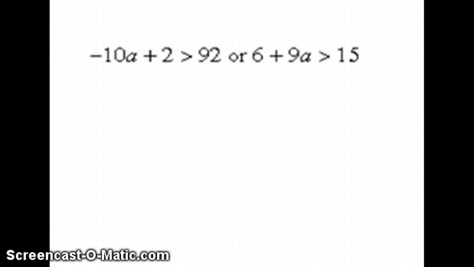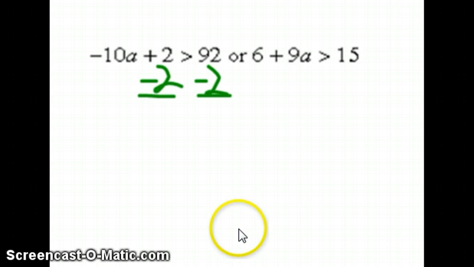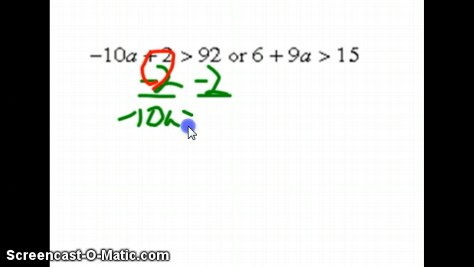So in order to move this 2 over to be with the 92, I'm going to do the opposite of plus 2, which is minus 2. So subtract 2 from both sides. And this 2 minus 2 gives me 0. So we know we're done with those. What I'm left with on the left side is just negative 10a is greater than 92 minus 2, which is 90.